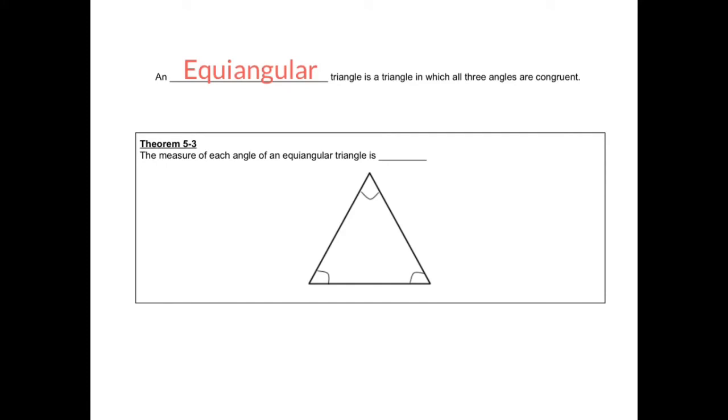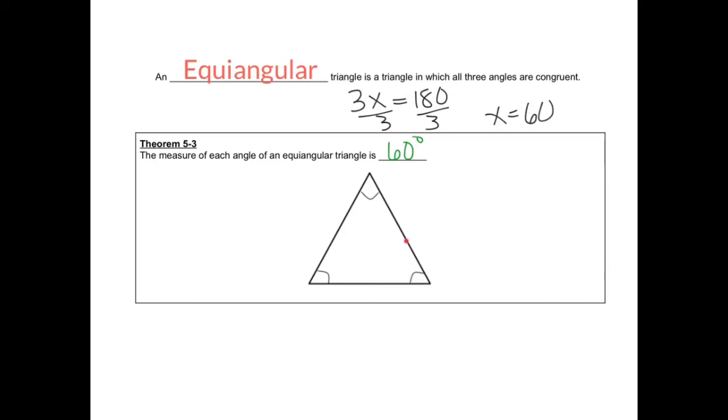So we're going to wrap this up with the equiangular triangle. An equiangular triangle is a triangle in which all 3 angles are congruent. Well, in order for them all to be congruent, but all add up to 180 degrees, then each of those angles has to be 60 degrees. So that's what theorem 5.3 states. The measure of each angle of an equiangular triangle is 60, and that's because the three angles that we don't know, but they are the same, so x plus x plus x, or 3x, equals 180, x equals 60.